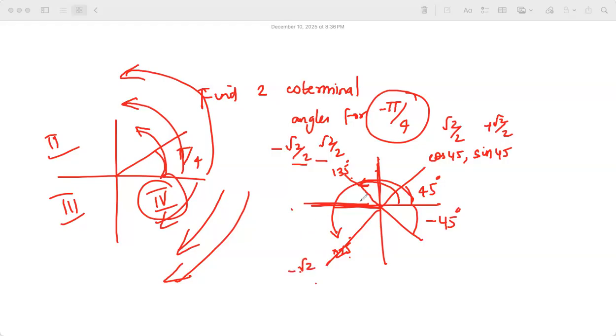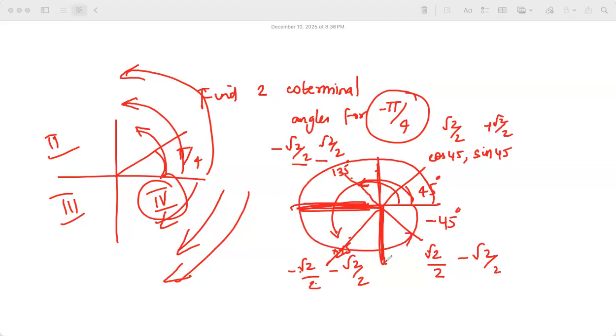Minus root 2 by 2, because the x-axis is negative and the y-axis is negative, right? Similarly, in the fourth quadrant, x is positive and y is negative, correct? But that angle will be what? 270 plus 45, which is 315. 270 plus 45 is your angle, right? Make sense?